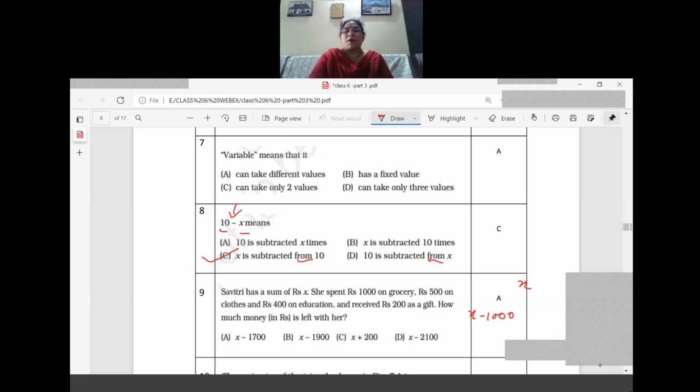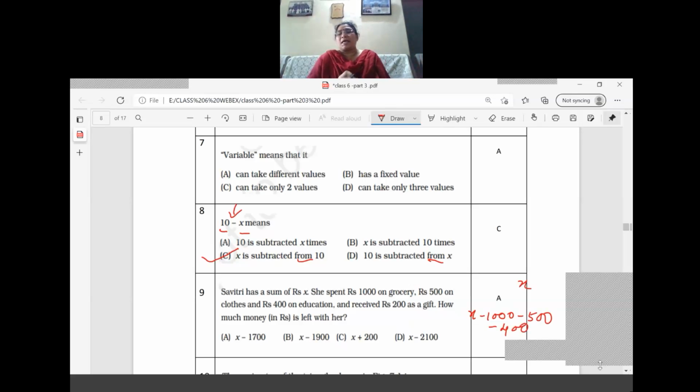Right. Now 500 on clothes. Again, she spent it. Spending means we go and purchase something and give money to the shopkeeper, so whatever money we are having, it is reducing. So minus again, minus 500. Again 400 on education.